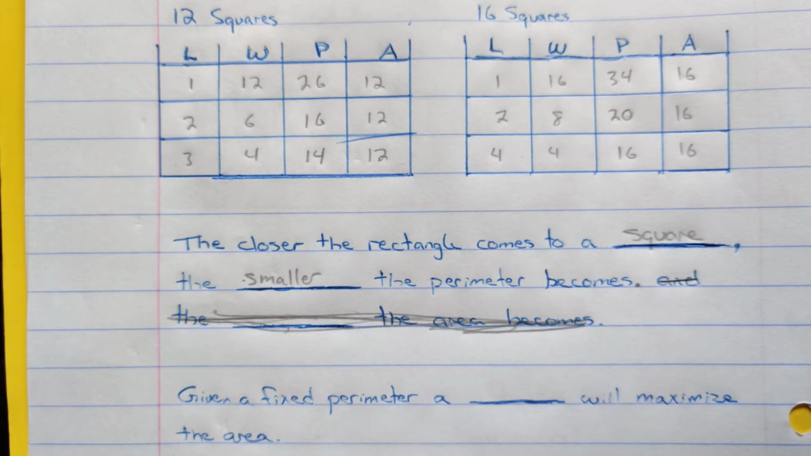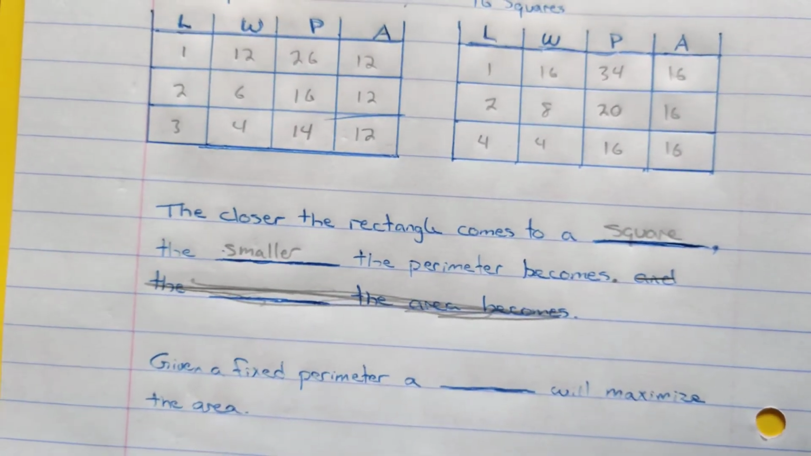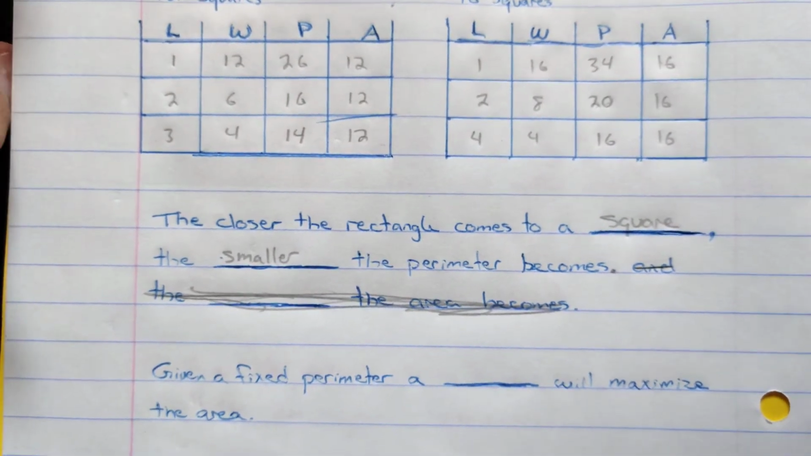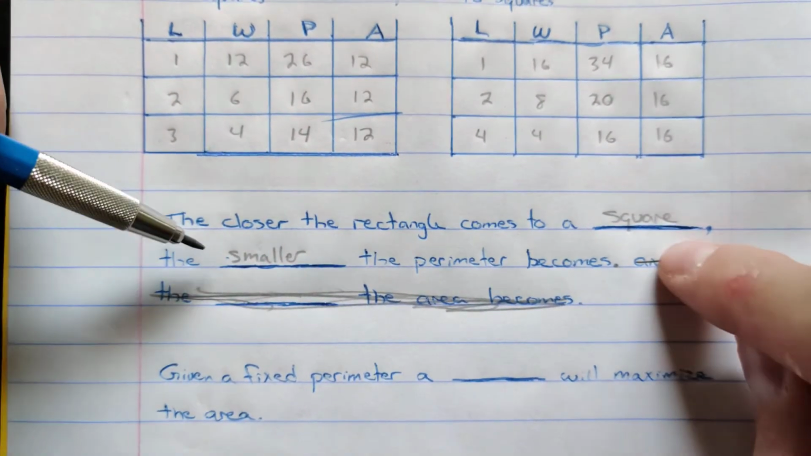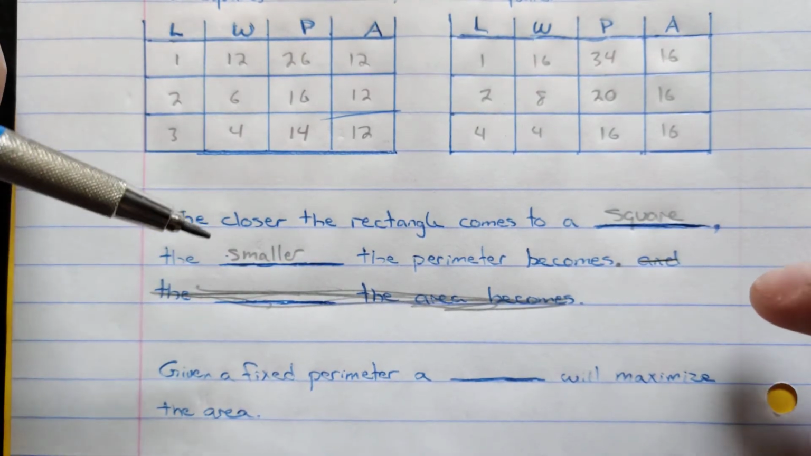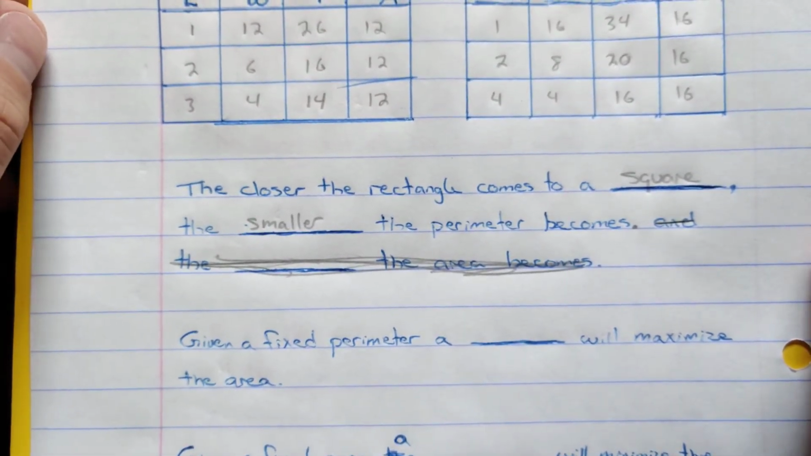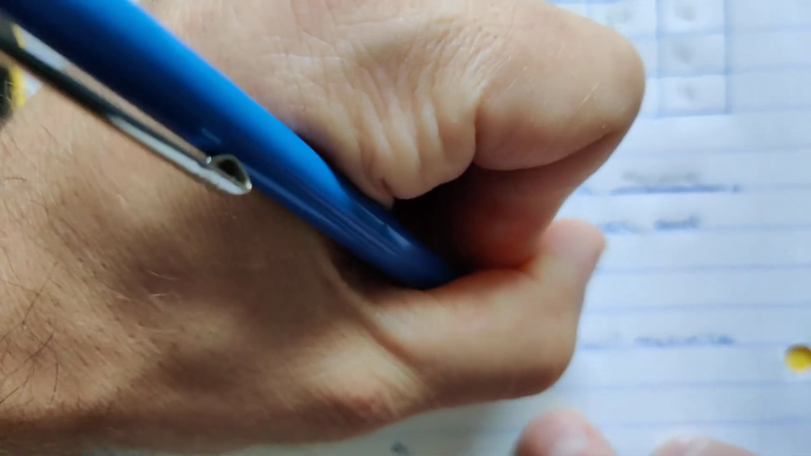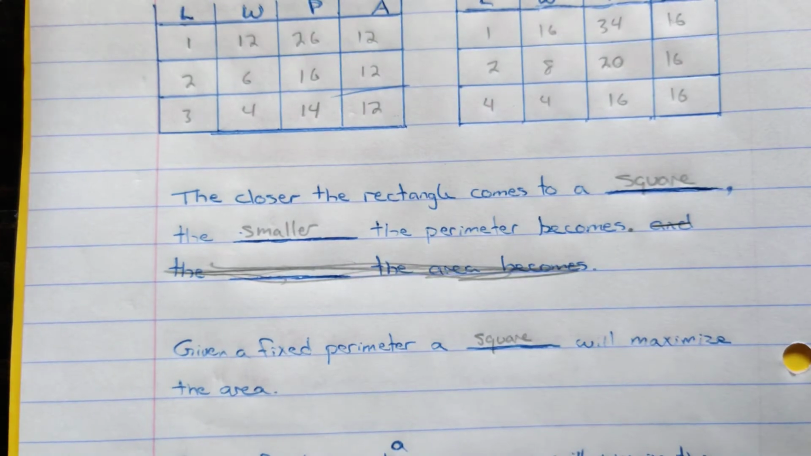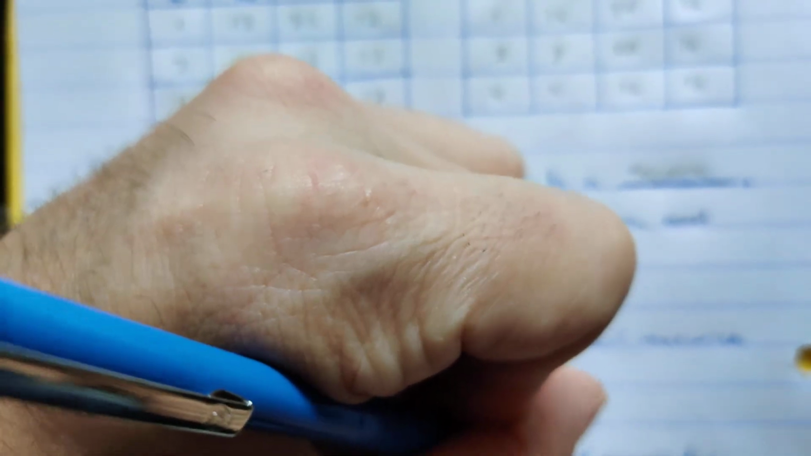So the closer the rectangle comes to a square, the smaller the perimeter becomes. If you're given a fixed perimeter, so the perimeter doesn't change, then the square will maximize the area. In this case here, our perimeter changed and our area stayed the same, but the square gave us the smallest perimeter. And given a fixed area, a square will minimize the perimeter.